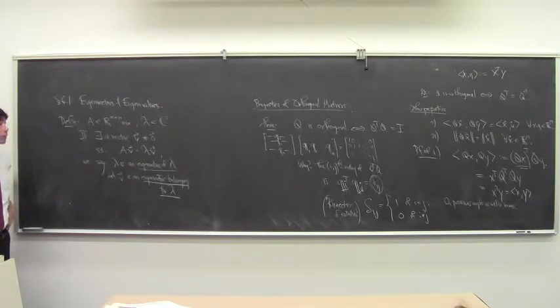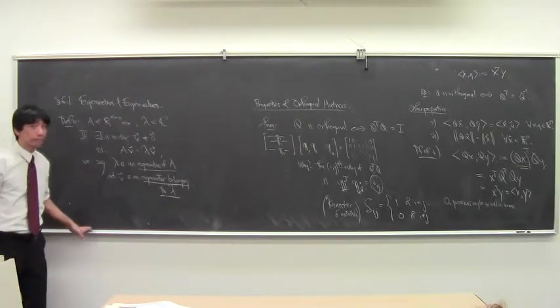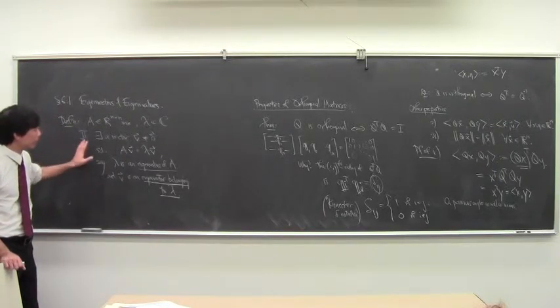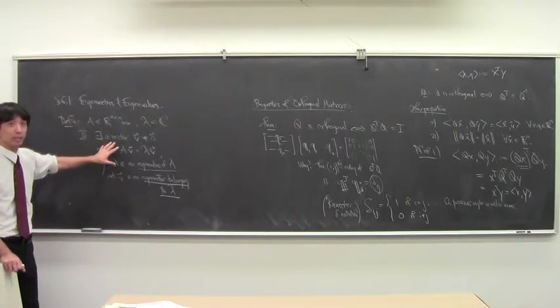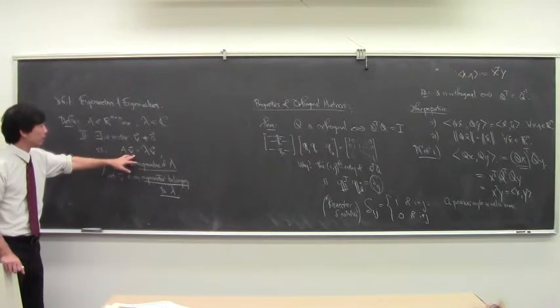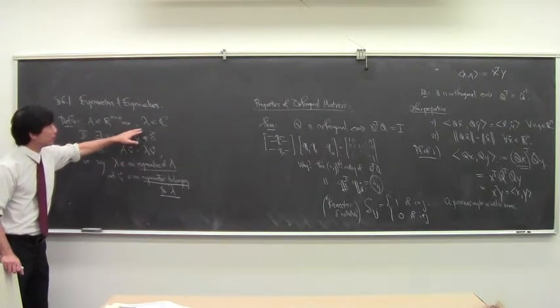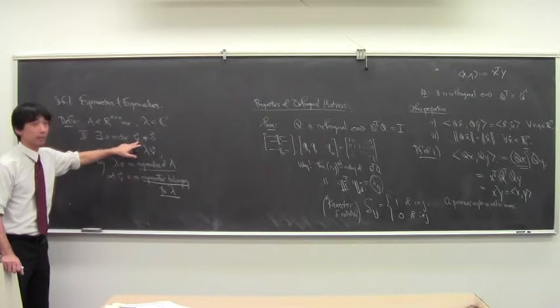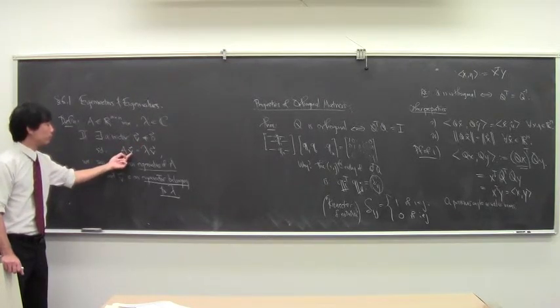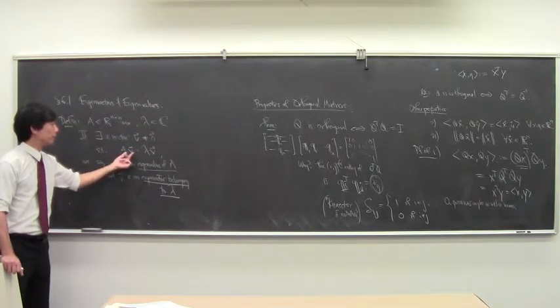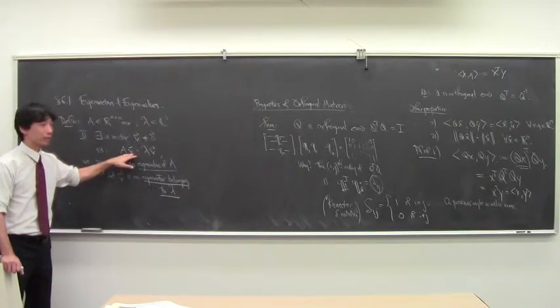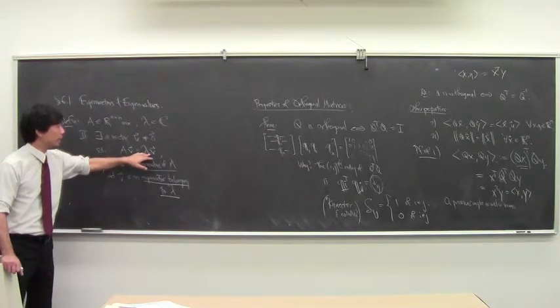Okay. So entering the next section, and here are the most important definitions for now. If there is a number and a vector satisfying this relation that Av equals lambda v, then we say that that vector is an eigenvector, and that its eigenvalue is lambda.